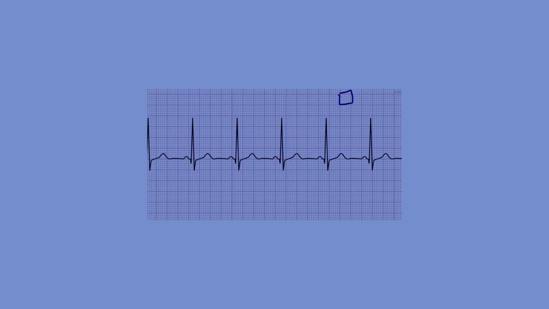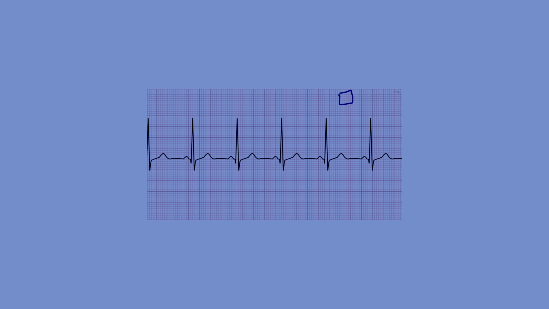Right, so a big square or a large square represents 0.2 seconds, so 200 milliseconds, and a small square represents 0.04 seconds. The reason why that's important is if we look at how many big squares we have going across the rhythm strip, we can calculate over what period of time this is calculated. So if one big square is equal to 0.2 seconds, then we know that 5 big squares equals a second. So when we come to one of the ways of calculating rate, we can adopt that formula.